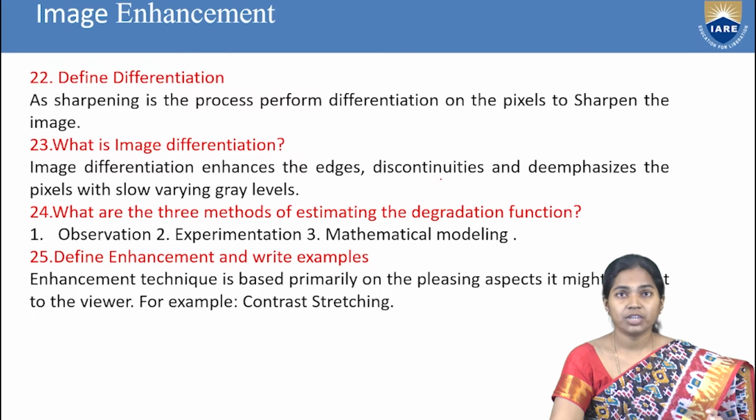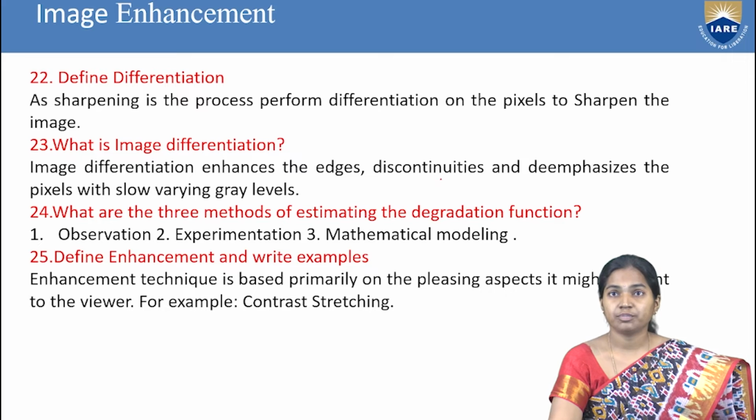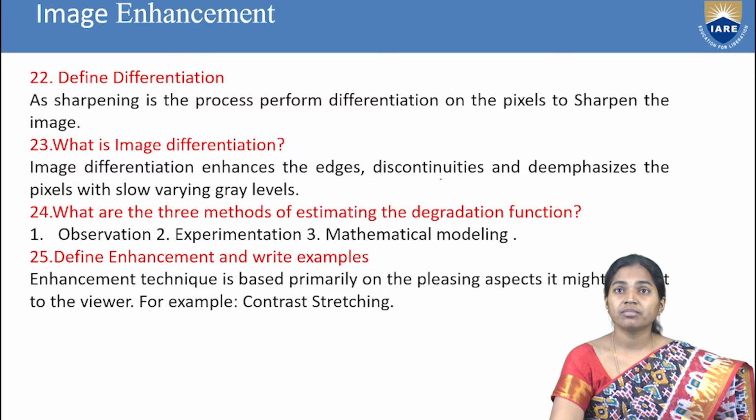To recover our original image, with observation, or with experimentation, we need to apply some function on that image, then we'll get our original image. And another method is mathematical modeling. So we are applying some transformation function or mathematical functions on that image, and we will recover our original image. So the first one is observation, the second one is experimentation, and the third one is mathematical modeling.